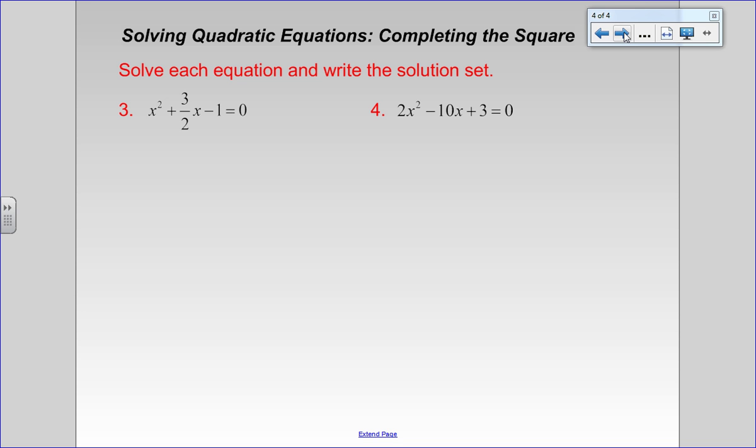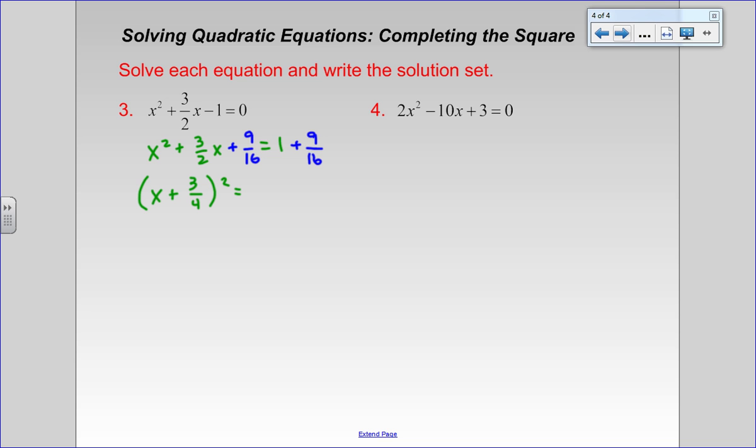Since a equals 1, we'll begin by just adding 1 to both sides. And now to complete the square, we need to find half of 3 over 2. Half of 3 over 2 would be 3/4. And then we square 3/4, and that's the constant term we need to add, which is 9 over 16. So we add that to both sides of our equation. This creates a perfect square trinomial on the left-hand side. Factoring the left-hand side, we have x plus 3/4, the quantity squared.